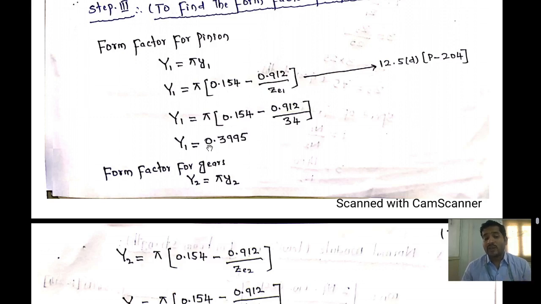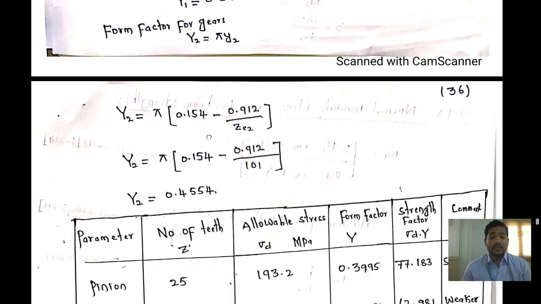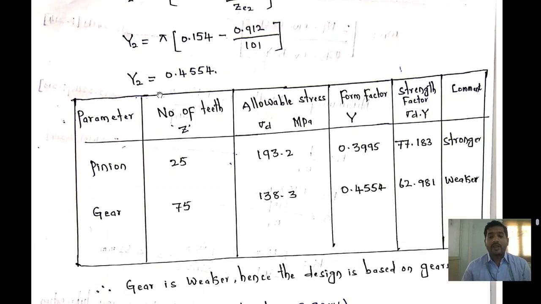Next, we need to find out the form factor for the gear. We use the same formula, but instead of y1 we use y2. So pi times 0.154 minus 0.912, and instead of ZE1 we use ZE2, that's it. So 0.154 minus 0.912 by ZE2, where the number of teeth on the gear is 101. If you divide the whole value, you will get the y2 value as 0.4554. Clear?